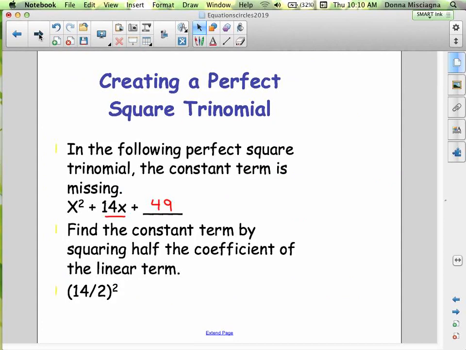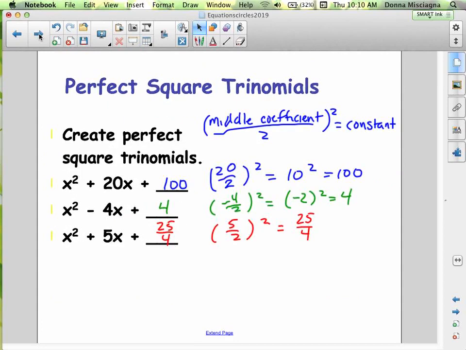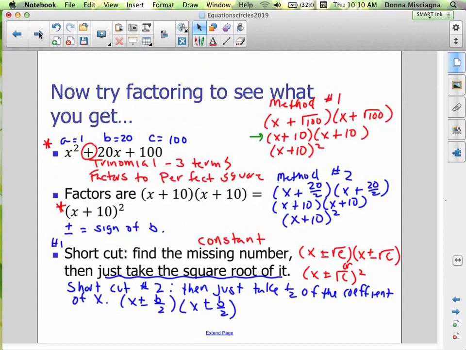And did I get everybody? We already did the first one here. So x squared minus 4x plus 4. And we'll even do x squared plus 5x plus 25 fourths. All right, so we're going to factor 6 of them all together. You don't have to put this in your notes unless you want to. I'm going to put it right after this page, and you'll see they don't take that long.